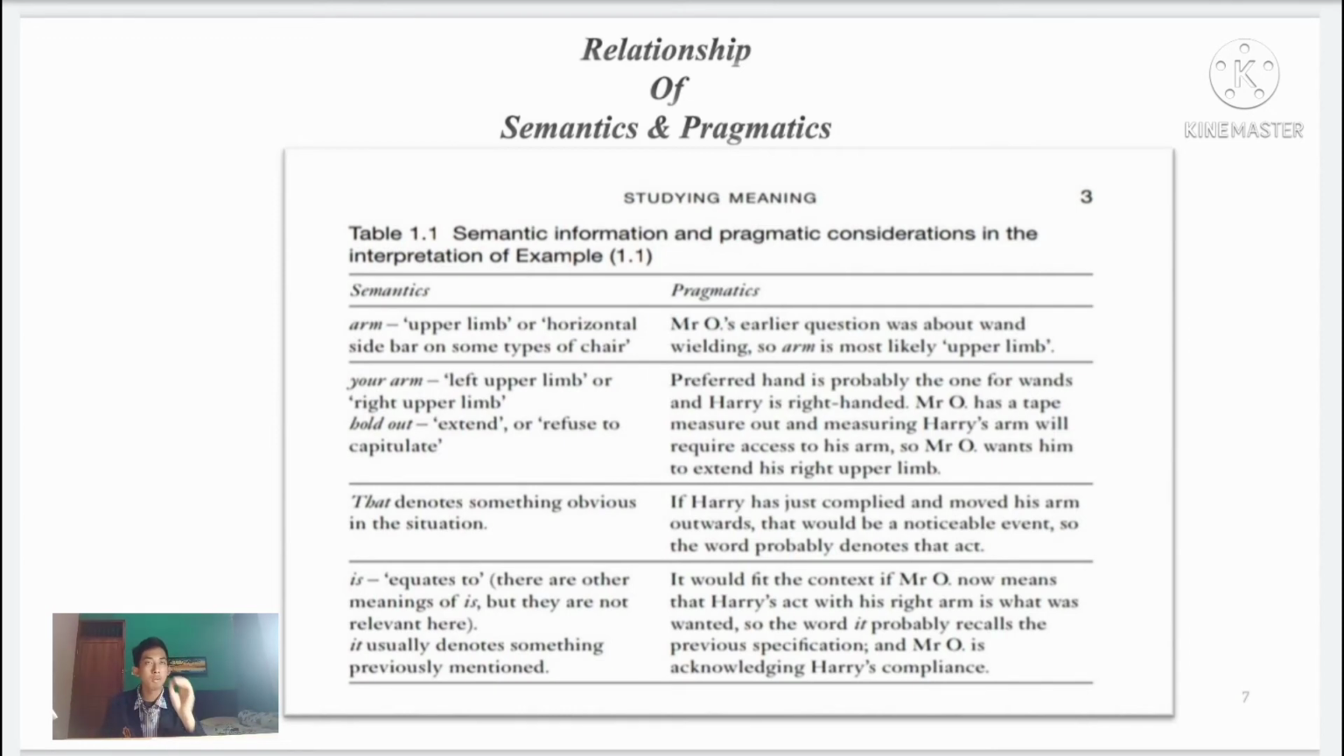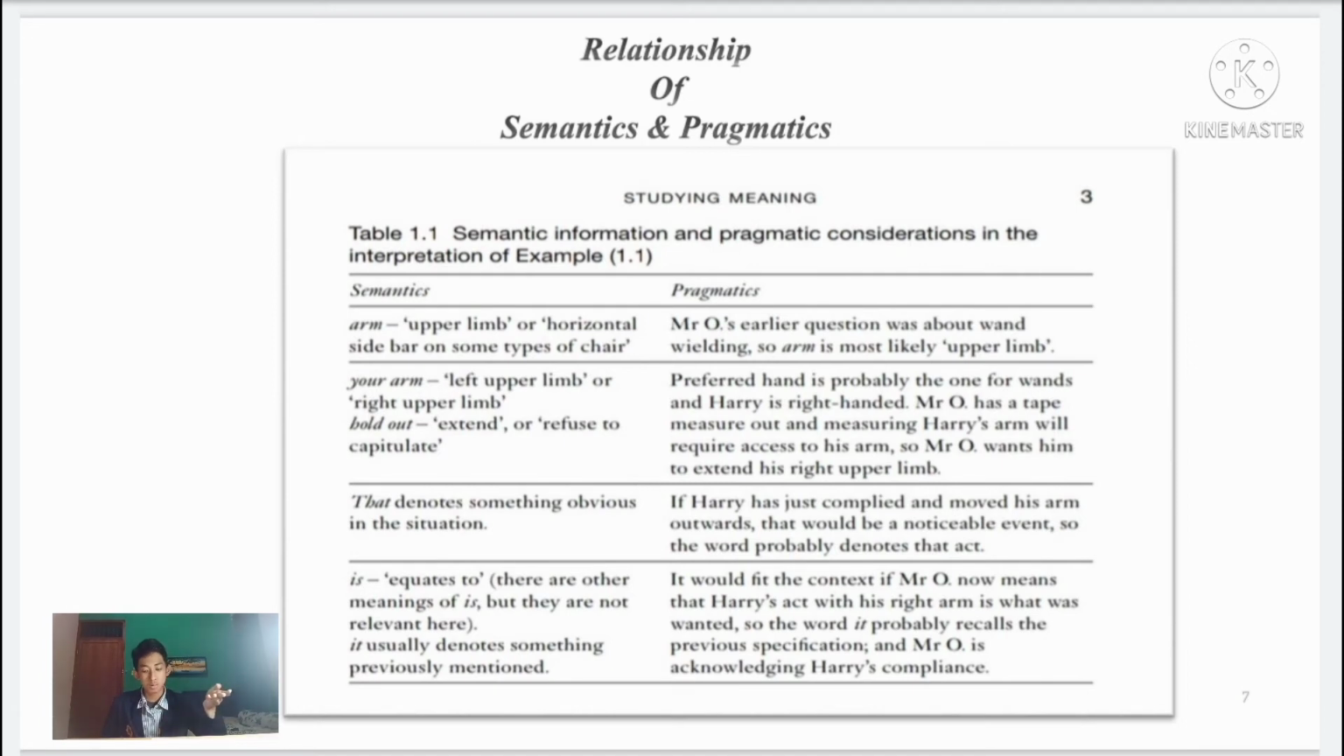If we find the definition of each word, that is called semantics. For example, arm: upper limb. In semantics, it's upper limb or the horizontal sidebar of some type of chair. So it means like our arm, it's more like a chair, the horizontal sidebar. Jika kamu melihat kursi yang ada seperti horizontalnya bentuk ke bawah gitu, itu seperti our arm, like this. That's the explanation of the semantics.